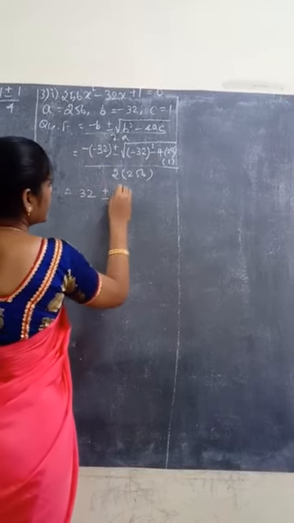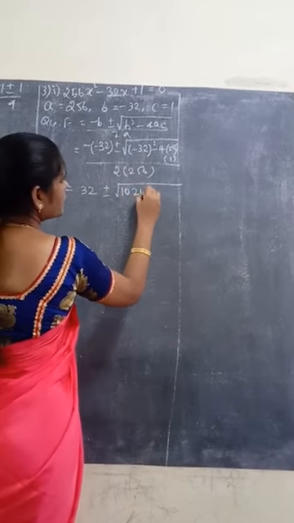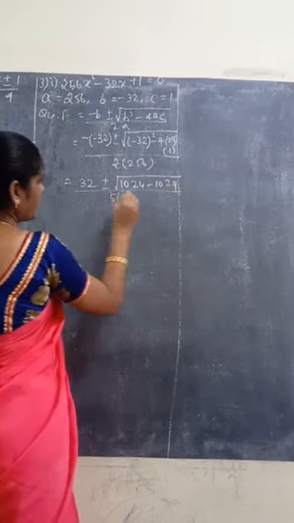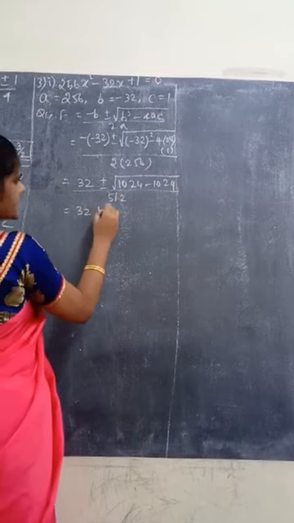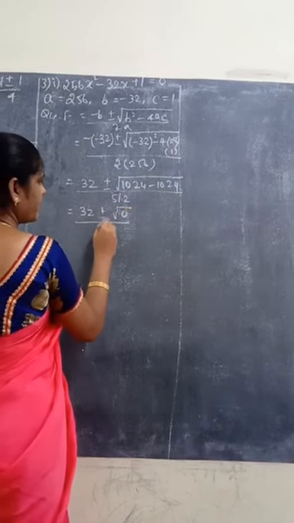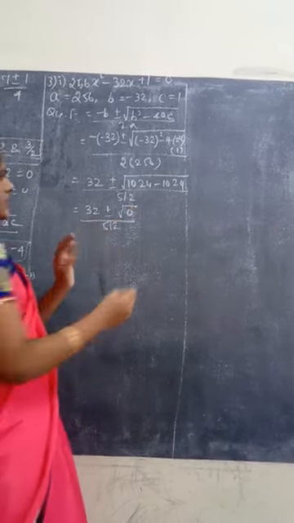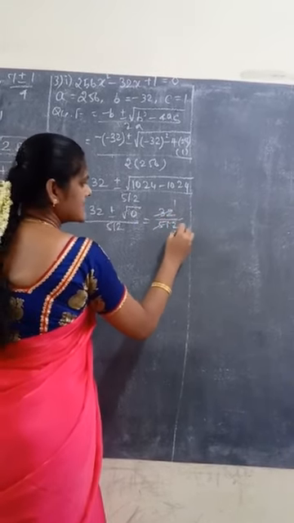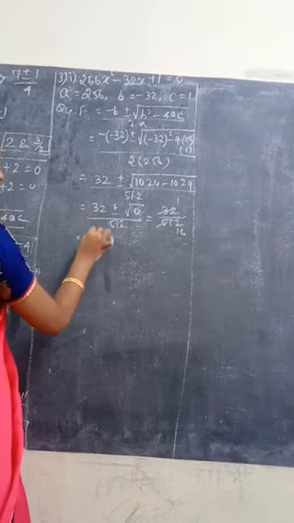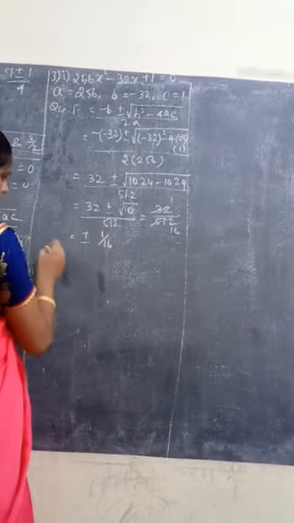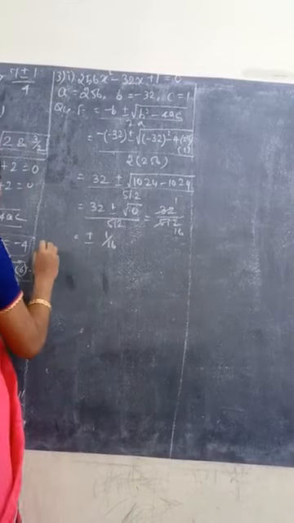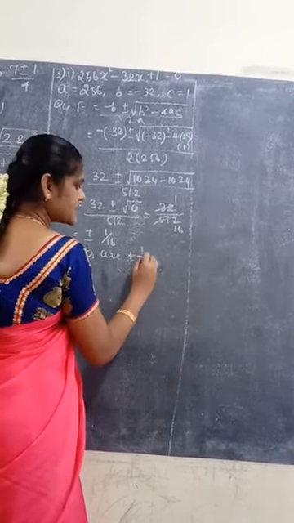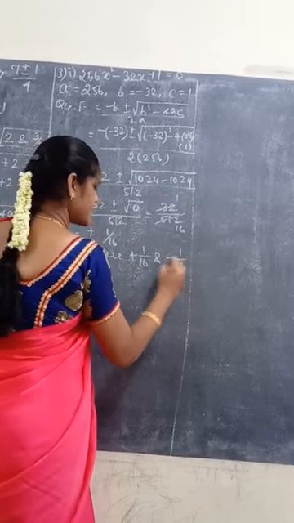Next, minus and minus plus, 32 plus or minus square root of 1024 minus 1024, divided by 512. Next, 32 plus or minus, this is 0, divided by 512, so everything is 0. So 32 by 512, 1 by 16. Plus or minus 1 by 16, roots. Now we need two values, so the roots are plus 1 by 16 and minus 1 by 16.